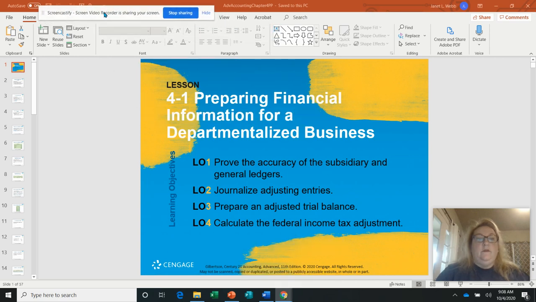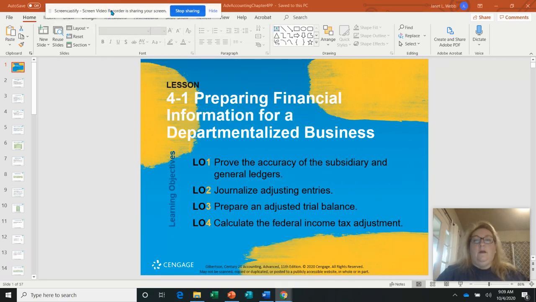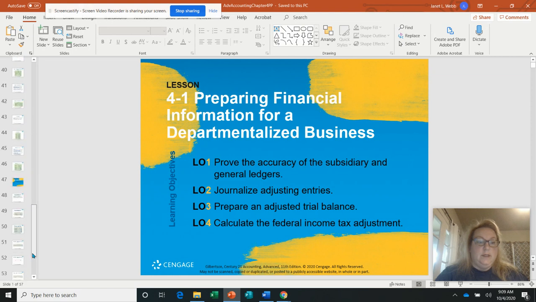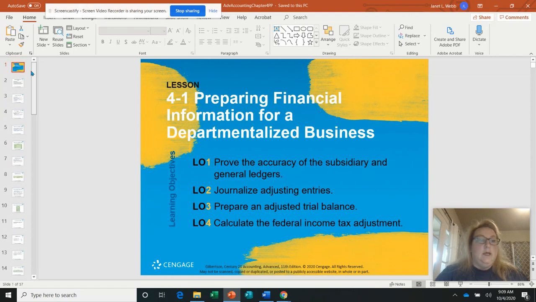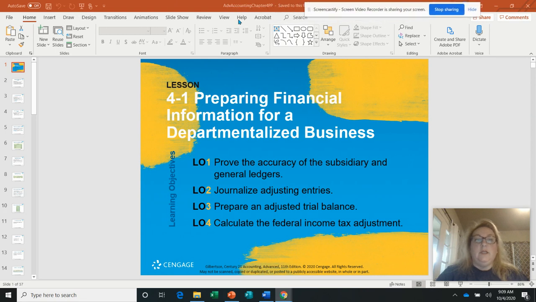So, hey guys, chapter 4 in the Redbook, this is the 11th edition. For those Accounting 3 kids, this is a pretty long chapter, which is why we're going to do this chapter over a couple of weeks. It talks about all of the end of the period stuff, the stuff that we have to do to make sure that we're ready for the next year.